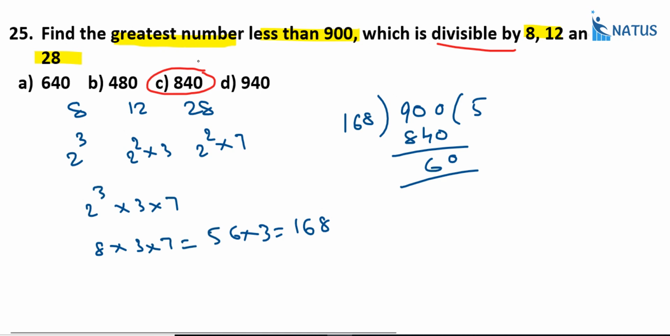Now, so many think that what we require is less than 900. So this is not a correct answer. Leave it, and of the remaining three options, which is nearer to 900? So 840 is the correct answer. That is one way.